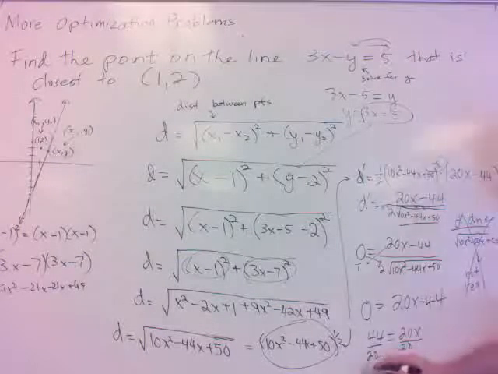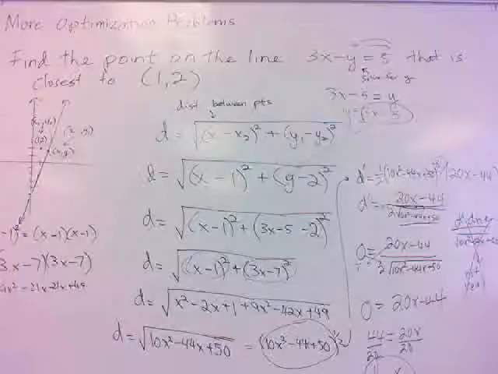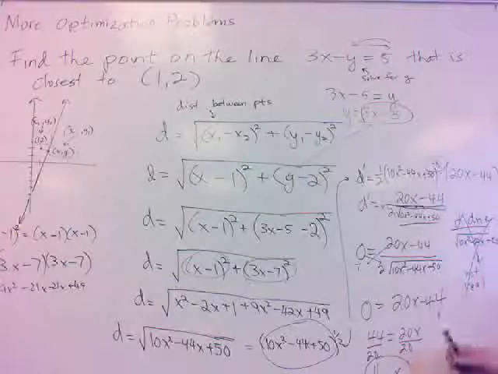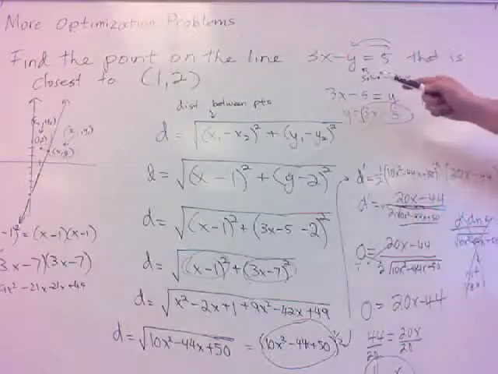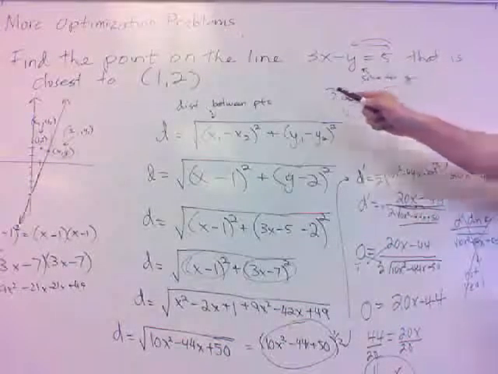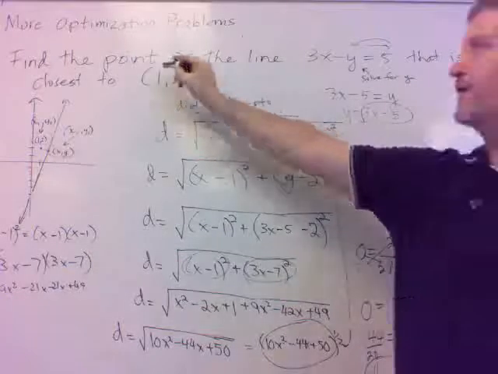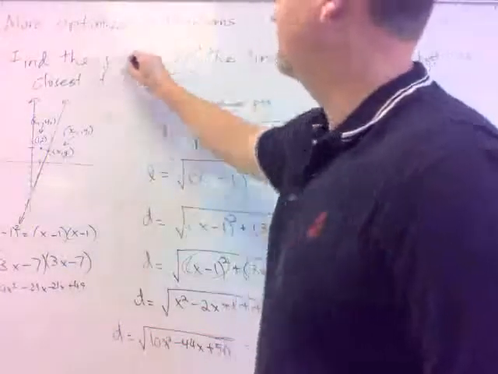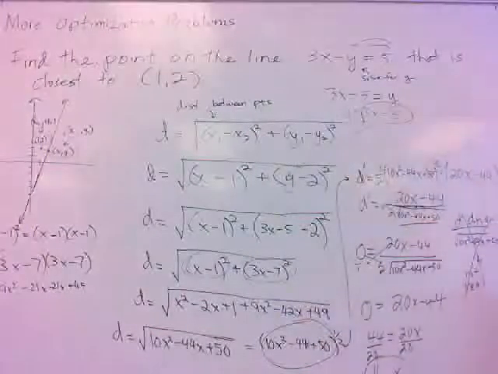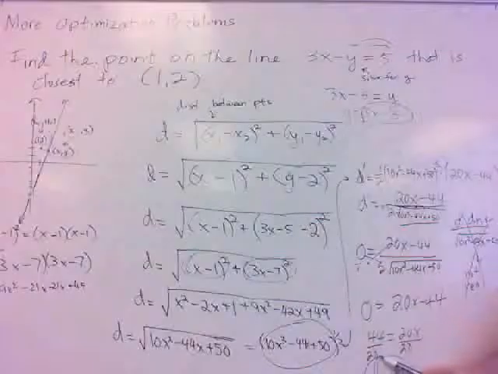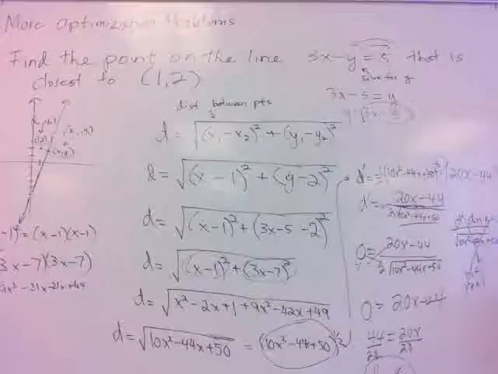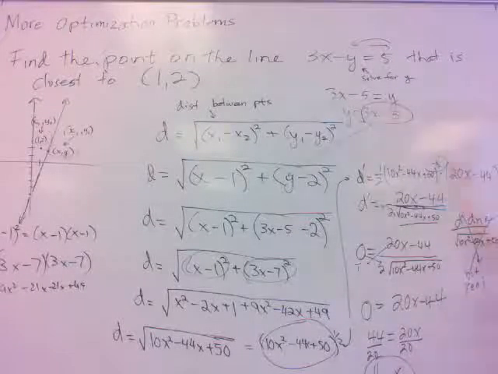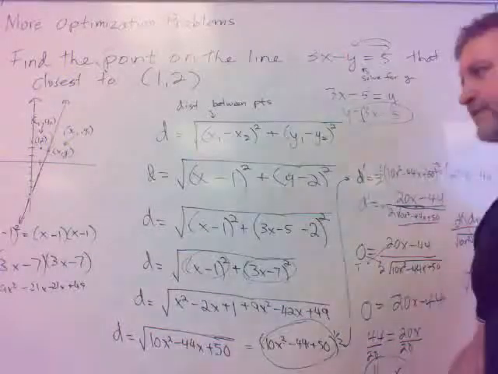This is it. Okay. This is the x value that answers our question. And what was the question? The question was, find the point on the line closest to (1, 2). Well, the x value of the point is 11/5. What else do I need? I need the y value, don't I? How do I get the y value for this point?